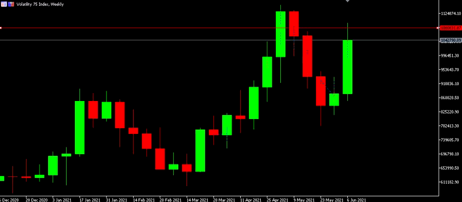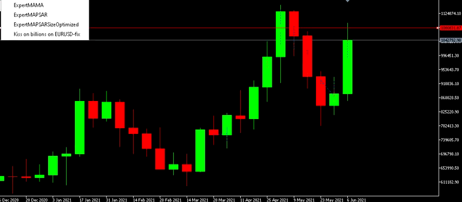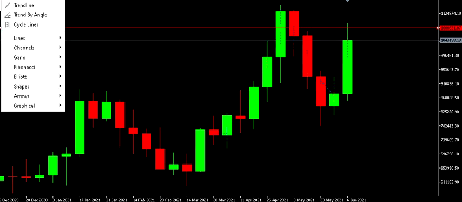Today we'll be looking at how to analyze the Volatility 75 Index for the week. On the screen I have the V75 weekly time frame, and I can see price action. Let's highlight some parts of the chart.